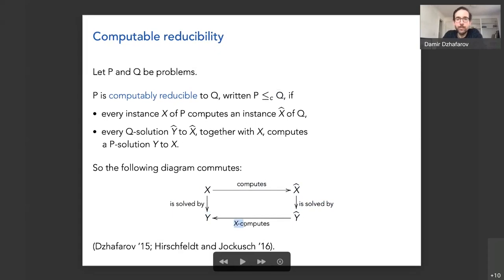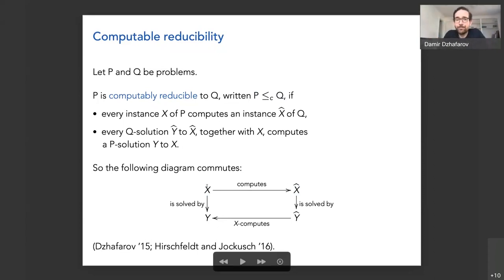And here I have X computes because it's computes together with X. It might be that I need to consult the original instance for something as I'm computing the solution, right? But this is a very natural shape of a reduction. It's essentially a way to say I can effectively transform the task of solving problem P to the task of solving problem Q. Each instance computes an instance, each solution computes a solution, right? So there are many guises of this. In computer science, one looks at polynomial time reductions between SAT problems and finite graph colorability or something like this. It's the exact same shape of a reduction.